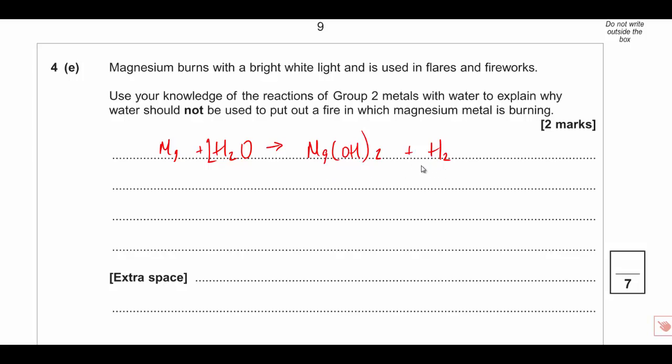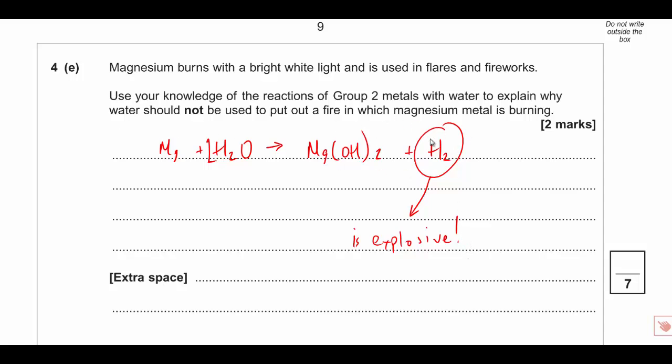Yeah, we also produce hydrogen. This is not good. It's a fire, so we've got a fire and we're adding water. Whilst we might put out some of the flame, the reaction that takes place, with the cooling effect of the water, is going to produce hydrogen. This is explosive. And that's bad. Okay, that's really, really bad.